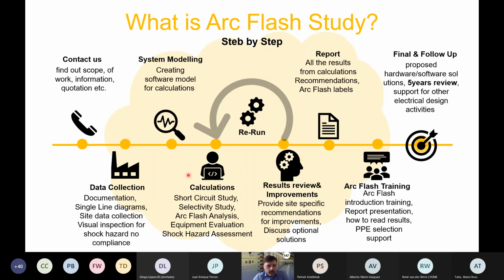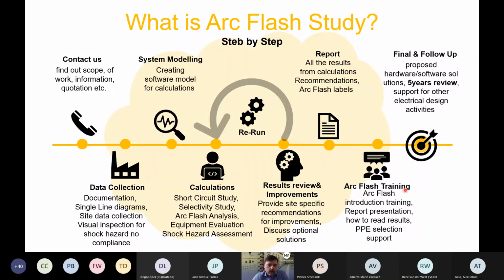Normally, when you do this, you will get results, and then we have to review them and provide recommendations for improvements. Typically, those recommendations are site-specific. If we have something optional, then we discuss it with the customer. You have to wrap everything up in the form of a report, and provide all the calculations, background, recommendations, ArcFlash labels, and ArcFlash results in an easy to read report.